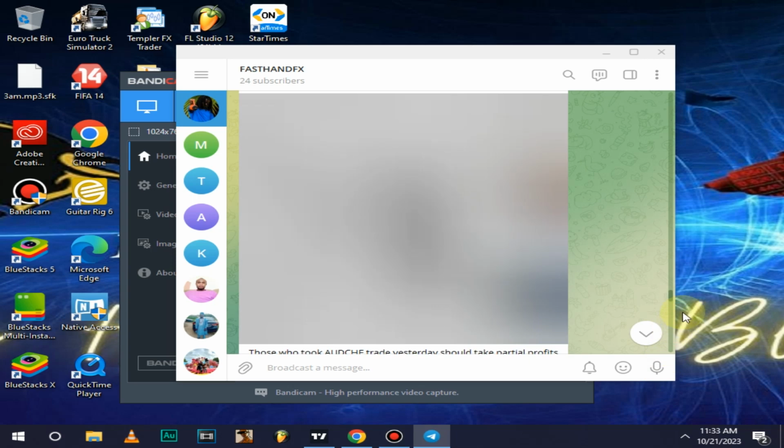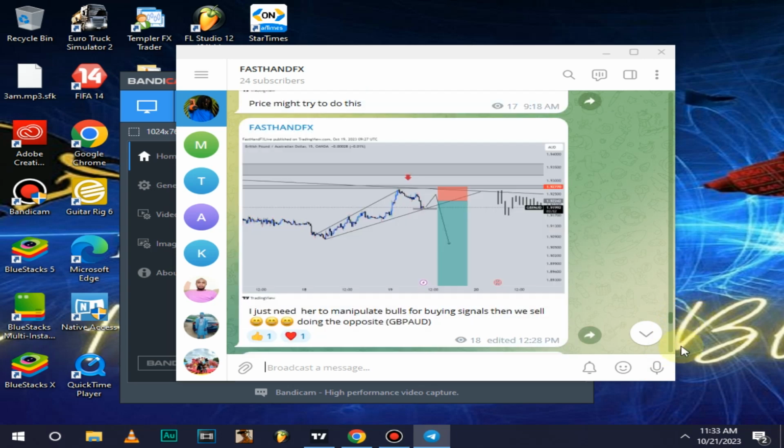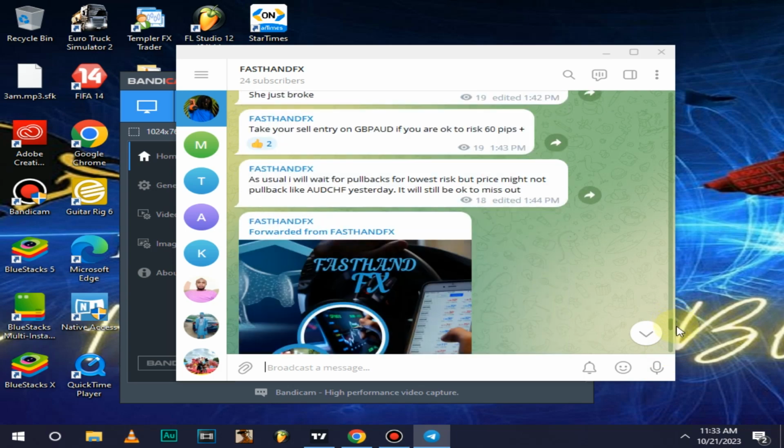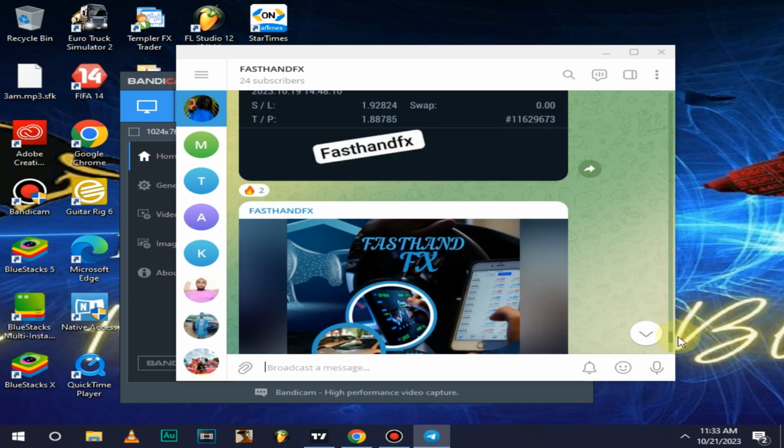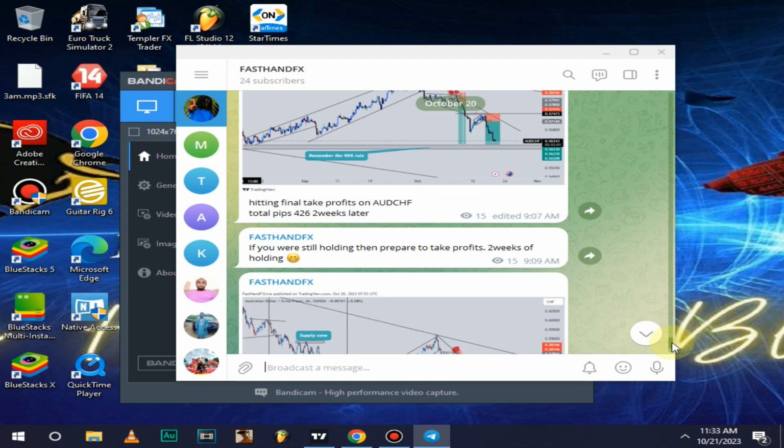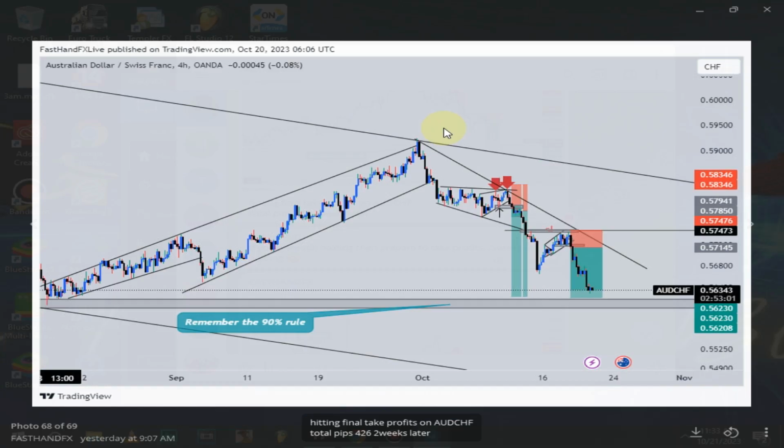Just a minute, let me try to find that. All right, here we go. Hitting final take profits on Aussie Swiss franc, total 426 pips. 2 weeks later, you can see, and that was amazing.